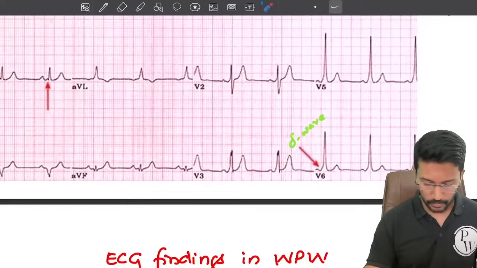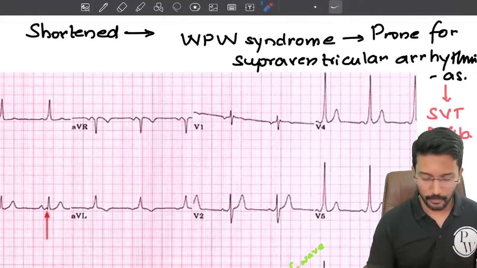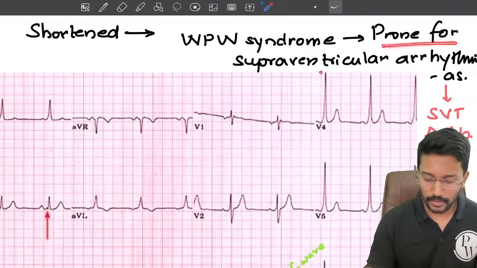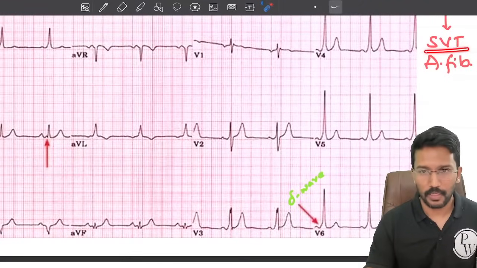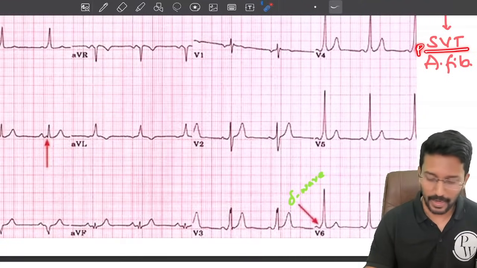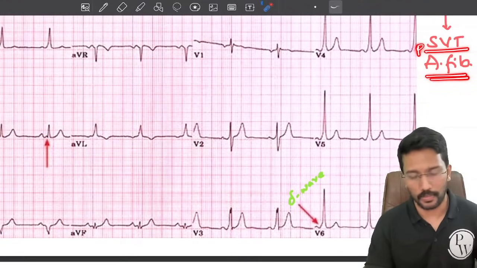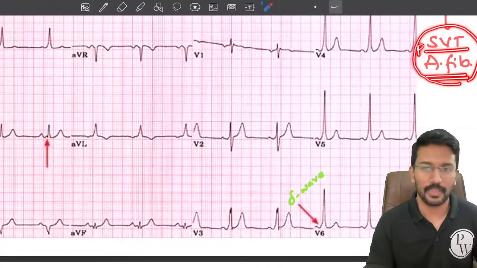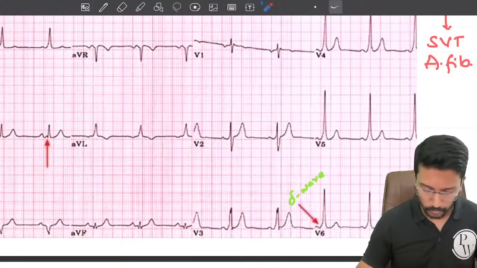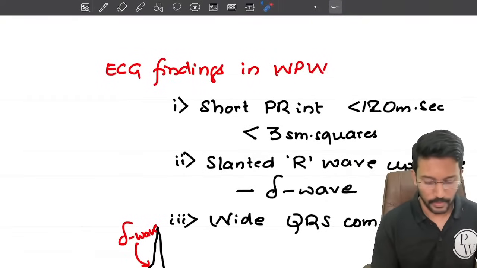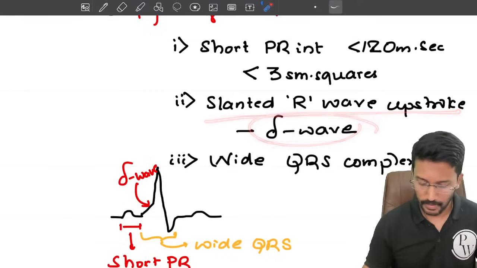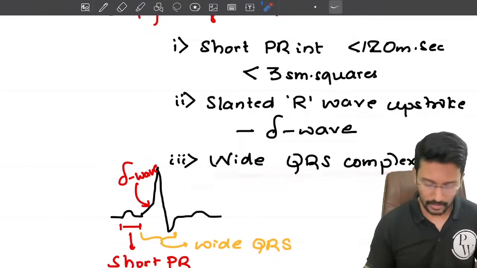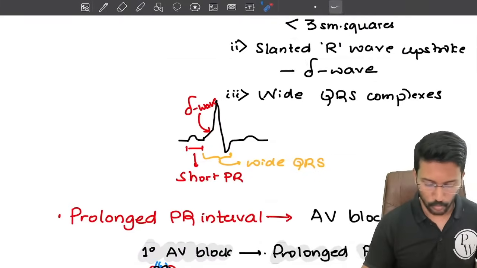Now, why is it important for us to recognize WPW syndrome? Because WPW syndrome patients are prone to arrhythmias originating above the ventricle, like SVT, which you also call PSVT, and atrial fibrillation. These two arrhythmias are very common in patients with WPW syndrome, right? So before we move on, again a quick recap of the ECG findings. Short PR interval, that means less than 3 small squares. Slanted R wave upstroke called the delta wave, and wide QRS complexes, right? These are the findings we see in WPW syndrome.